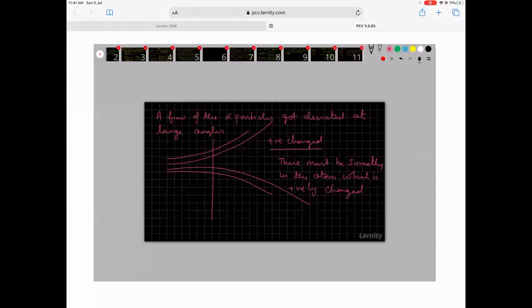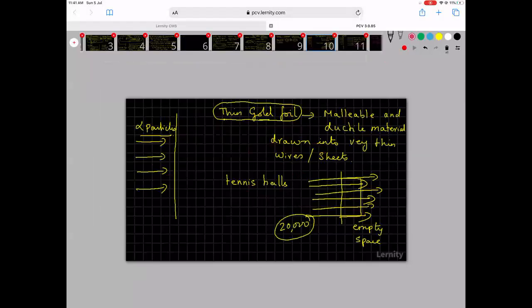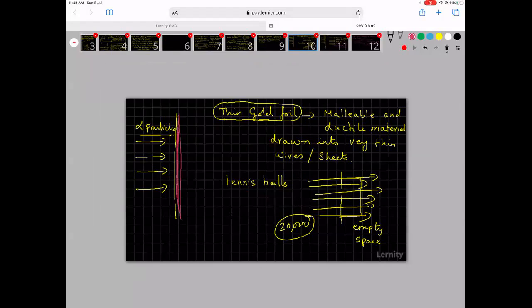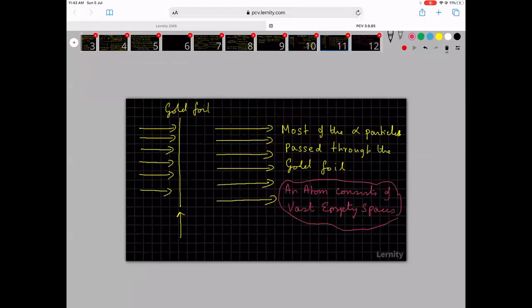Understand that suppose the atom was continuous. If the atom was continuous, when you were throwing alpha particles, they wouldn't have crossed it. At least all wouldn't have crossed it. Maybe one or two may have crossed it. But the fact that all of them or the majority crossed it indicates that there is a lot of hollow space. So earlier we said that plum pudding was there, now that pudding is not there.